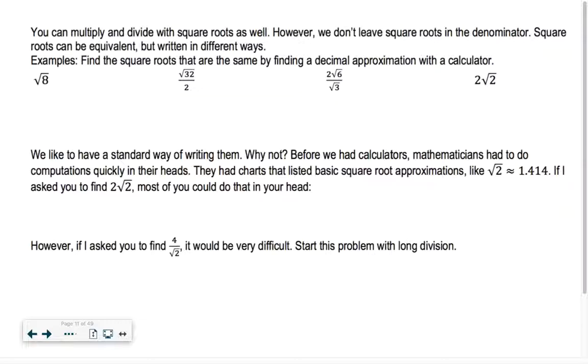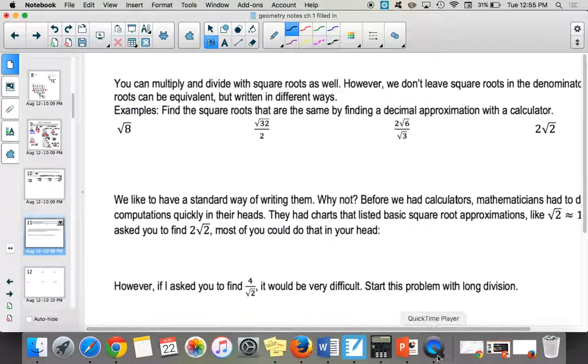All right, so it says you can multiply and divide with square roots as well. However, we don't leave square roots in the denominator. So square roots can be equivalent, but they can be written in different ways. So this is where I want you to get your calculator out. It says find the square roots that are the same by finding a decimal approximation with a calculator. So I want you to do the square root of 8 on your calculator.